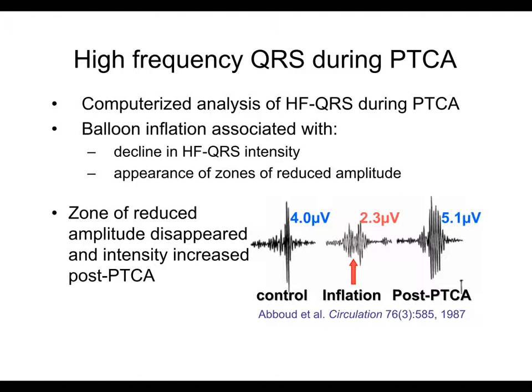A study in humans undergoing angioplasty of the LAD artery confirmed the results in animal models. Reduction in the amplitude of the HFQRS could be observed during balloon inflation as a result of ischemia. The root mean square amplitude of the HFQRS in the example shown at the bottom right corner decreased from 4 microvolts to 2.3 microvolts during inflation. RAS is also seen at the mid-QRS segment marked by the red arrow.